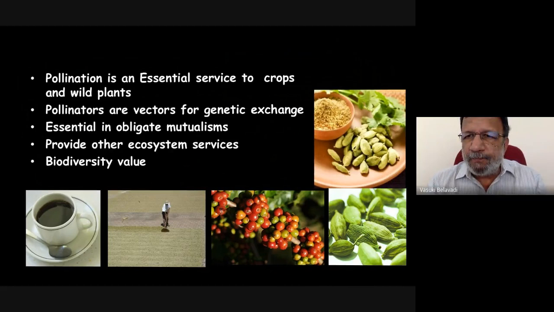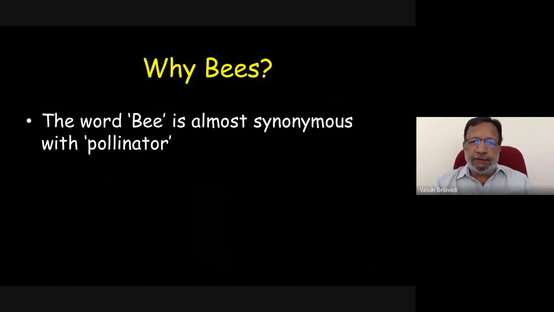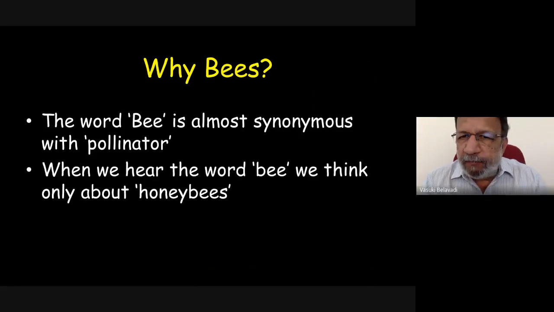Now coming to the bees, why do we have to worry about bees? The word bee is almost synonymous with pollinator. So when somebody hears the term pollinator, he immediately thinks about bees. It's because bees are the major pollinators of a majority of the plants around us. And when we hear the word bee, we think only about honeybees. That's because we are tuned to think about honeybees because we get honey, but we do not think that honeybees are major pollinators also, and that there are many other bees.